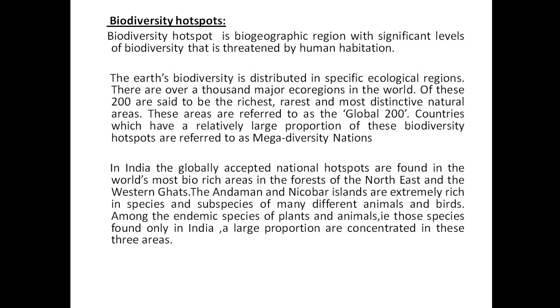In the world, Global 200 are areas with the richest and rarest varieties of plants and animals. And when a country has a large number of biodiversity hotspots, that country is known as a mega diversity nation. And India is one mega diversity nation. So when we talk about India, the bio-rich regions in India include the northeast forests, Western Ghats, including the Andaman and Nicobar Islands.